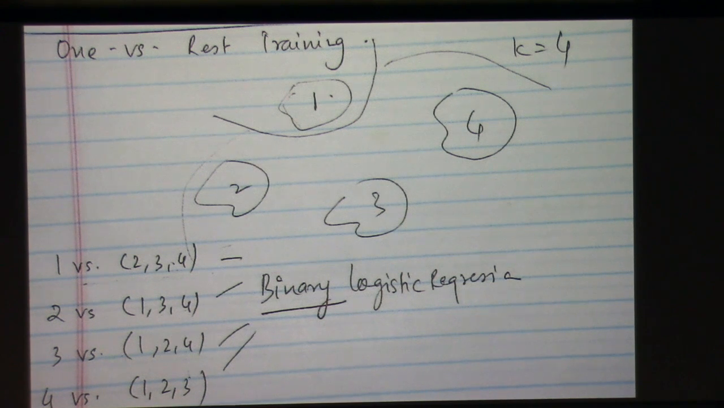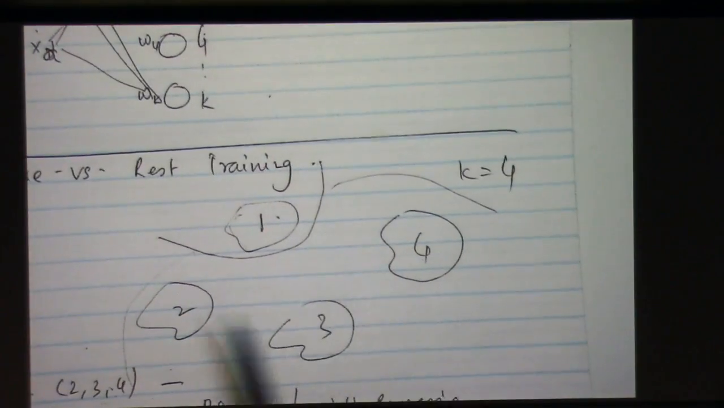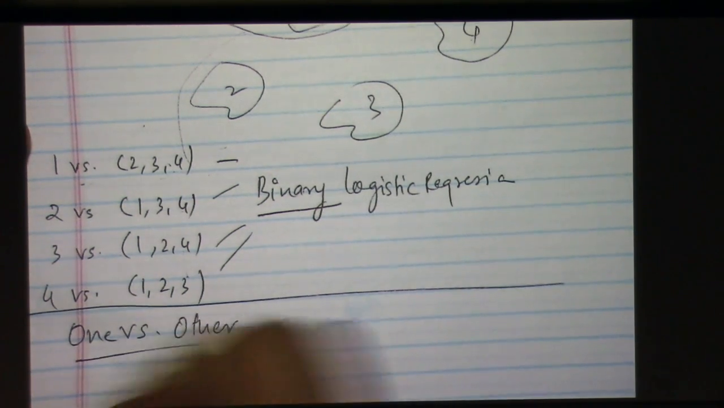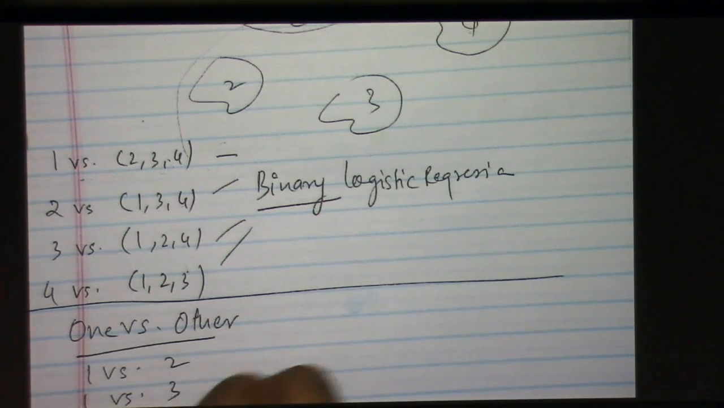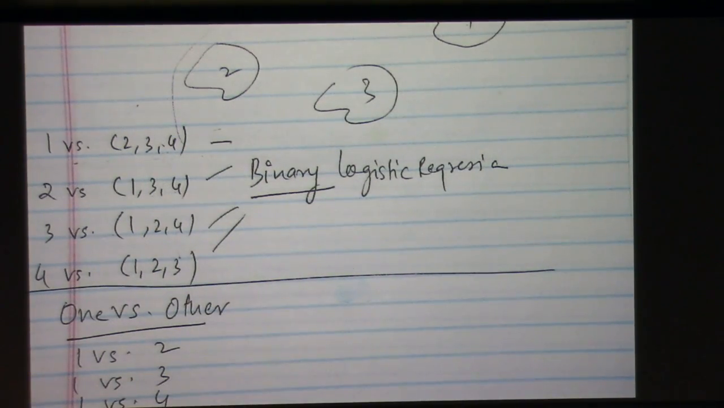Another approach is what we call one versus other. So that was one versus rest, and then another approach is one versus other. Here you do 1 versus 2, 1 versus 3, 1 versus 4, and so on. So you take every pair and you learn a classifier for each pair. And then when a new data point comes, you feed it to all of them and figure out which one is the highest. So there is some post-processing involved here. So that's one versus other.